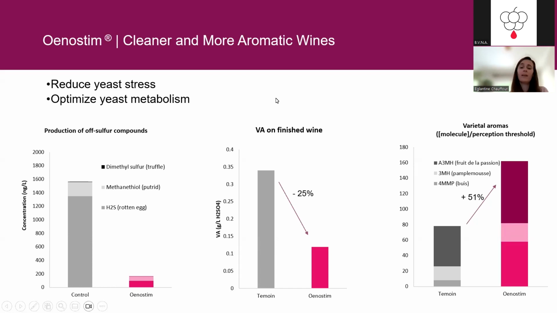Way lower VA in finished wines and a better aromatic expression, way more thiolic compound here in this example, because the yeast has an optimized yeast metabolism. That's something we see all the time. So it's not only one trial, it is completely recurrent. So please, if you are not using rehydration nutrients, at least do the trial. You will see, you will be convinced right away your wine is going to be cleaner with a way better aromatic.